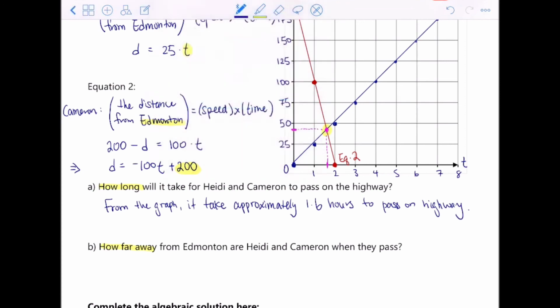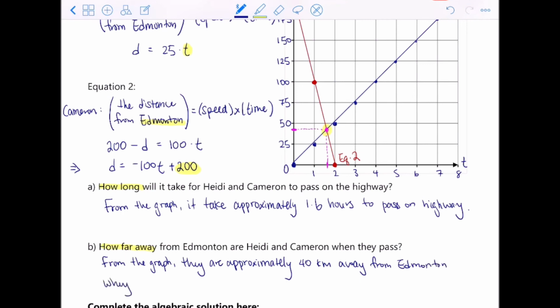So from the graph, they are approximately 40 kilometers away from Edmonton when they pass.